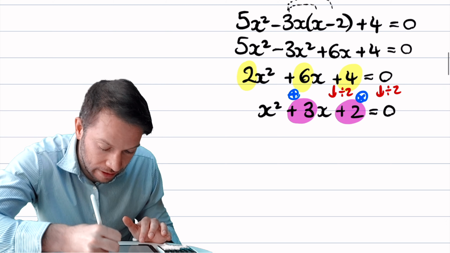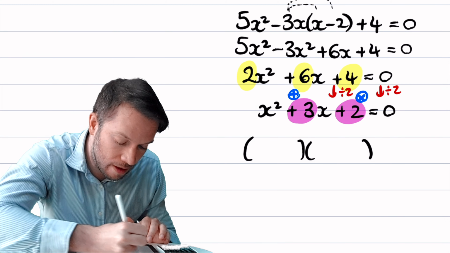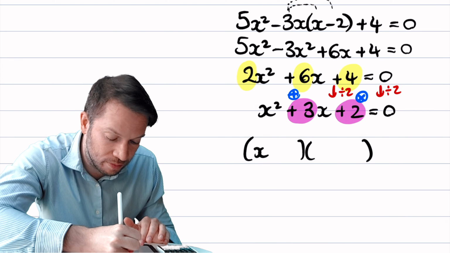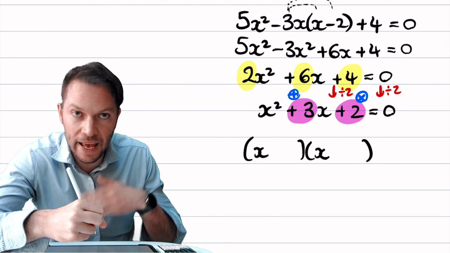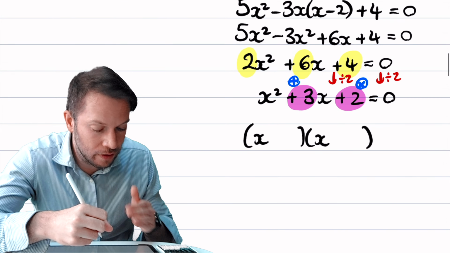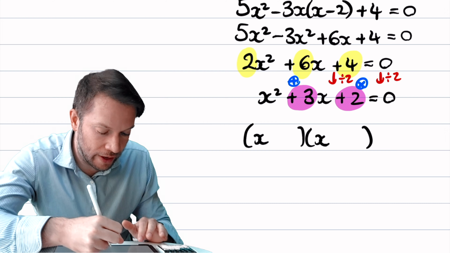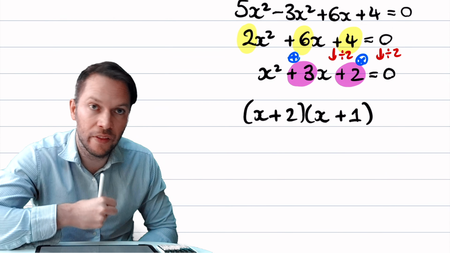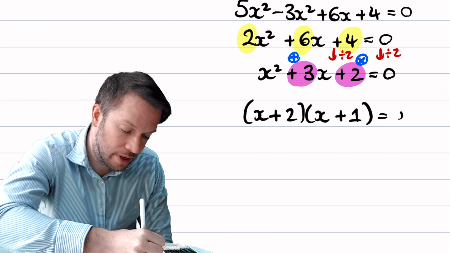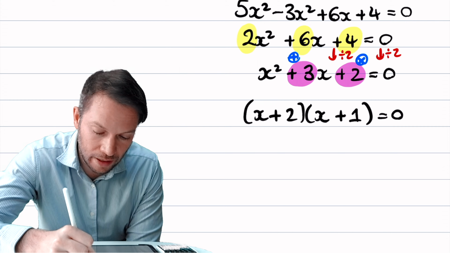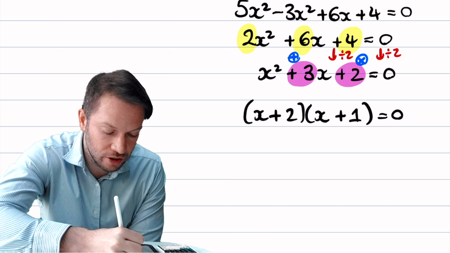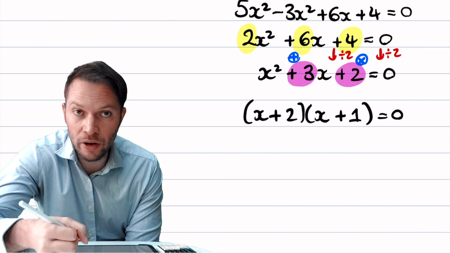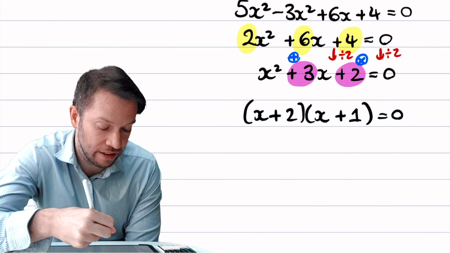So what you do is you have two brackets. You put x at the start of each because it's a quadratic in x. It's x squared, that's something. And then the two numbers were 2 and 1 that we found. So we can put them as the second thing in each bracket, either way round like that. And that's equal to 0. And then remember the last step. Well, if you've got a product of two things equal to 0, then at least one of those things has to be 0.